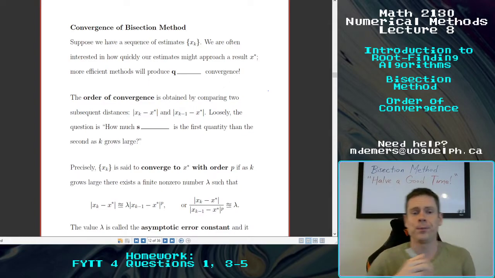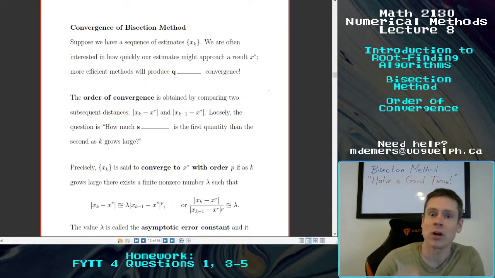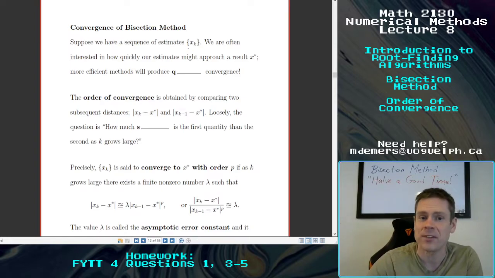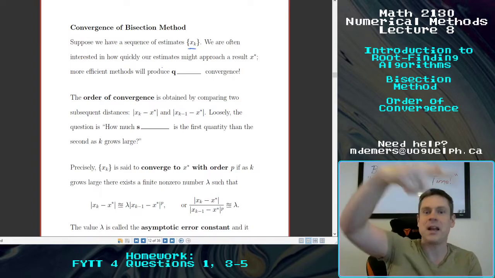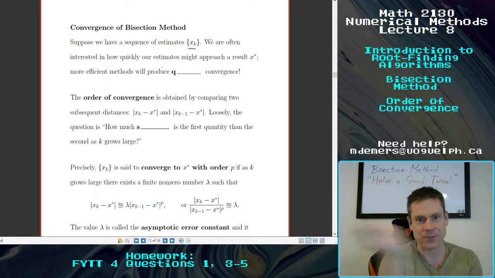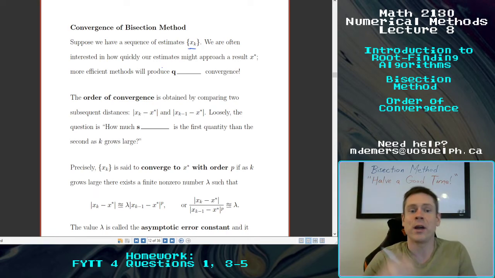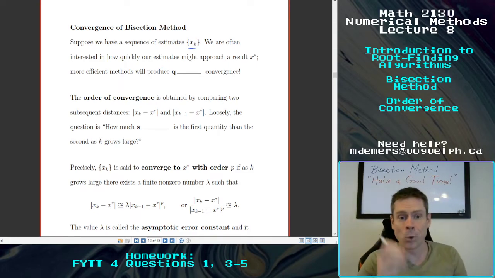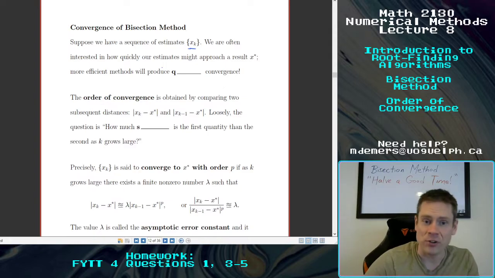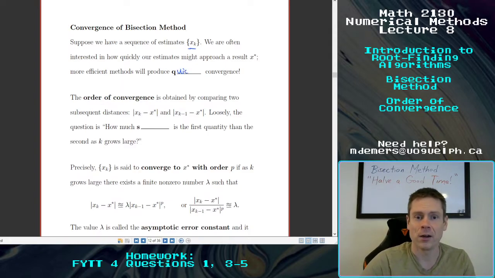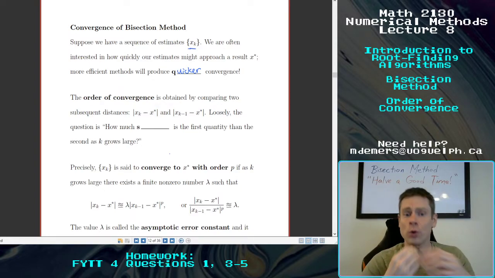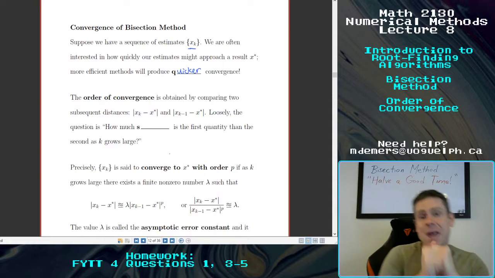Okay, so we can measure this by something called the order of convergence. Here's how it's going to work. Suppose we have a sequence of estimates x_k. That is, we have an estimate every single turn of our different kinds of estimates that come. We're interested in how quickly our estimates might approach a result x star. More efficient methods produce quicker convergence.